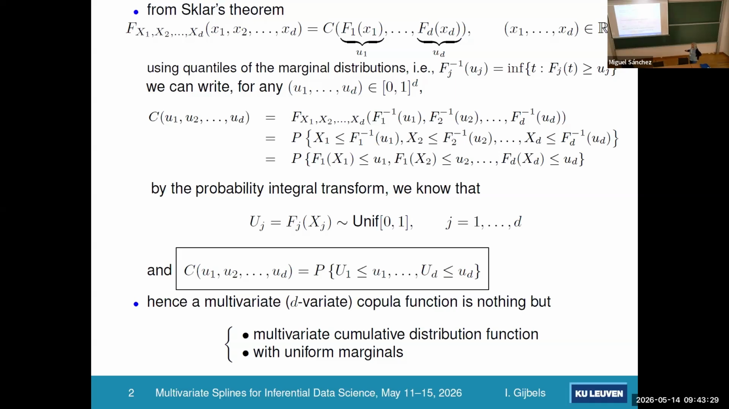Which means that if I now write this back using these Uj notations, you see that the copula is actually nothing else than a multivariate distribution function, but with uniform marginals. And there is a dependence structure between these, and that is this C. Okay, so that's the object that I would like to estimate. Any questions so far?